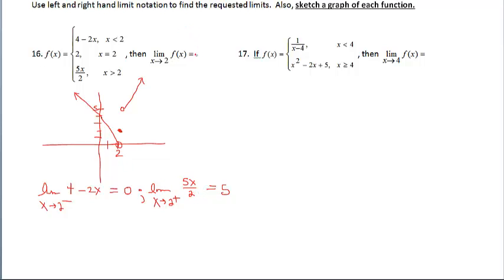Okay, and so because the left-hand limit does not equal the right-hand limit, we have a jump discontinuity. We say back up here that the limit as x approaches 2 does not exist. If you are asked to explain why the limit does not exist, we have a jump discontinuity, and this right here would be the work that supports that the limit does not exist.